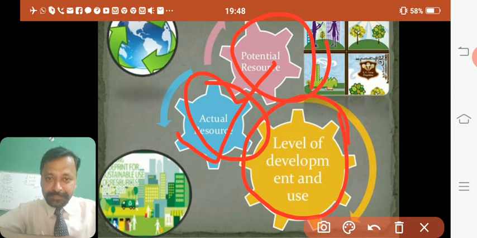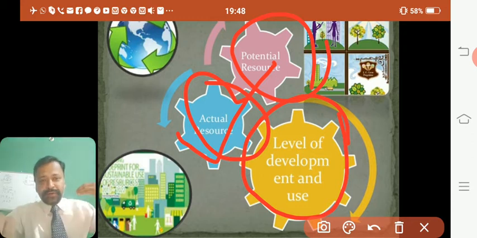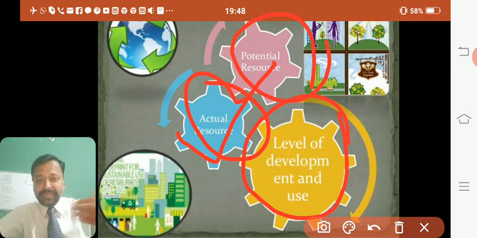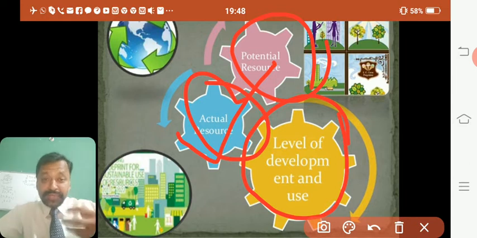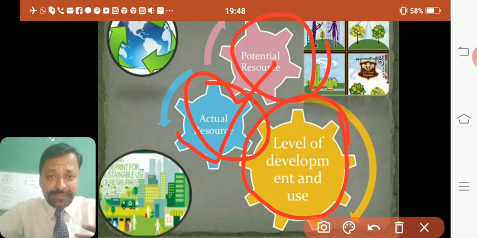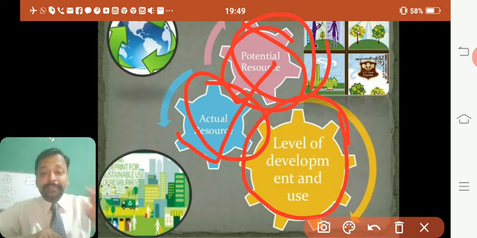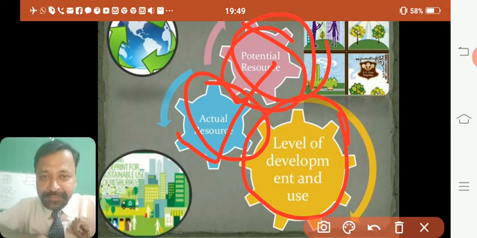Maybe like wind energy. Rajasthan is an arid region. There we get a lot of hot air. Air means wind is there. We can use that wind energy, but it's a potential. We are not using it right now. We are using it to some extent, but we need some technological developments where we can use it. That is potential, that we can use it, but as of now we are not using it.